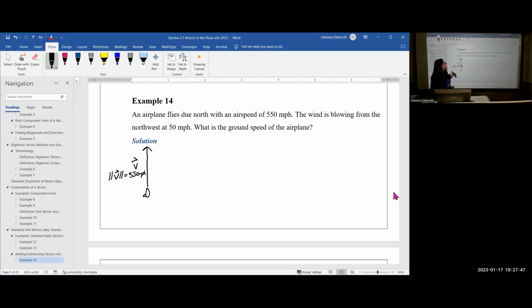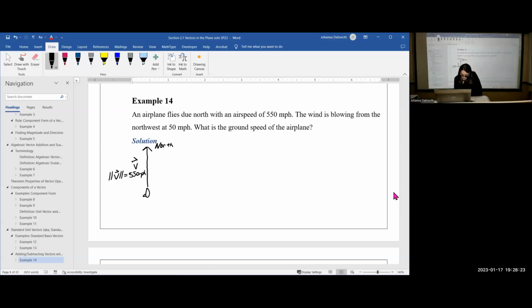Now, the wind is blowing from the northwest. So this is north up here, straight up. So we have due north. It's coming from the northwest, which means it's coming at a 45-degree angle from here, but it's actually headed towards the southeast. So if you want to draw it in standard position, then you would draw it from the origin down into quadrant 4, right? So you can do whichever way you want, but basically you have this one coming down here. It's blowing in that direction, right?